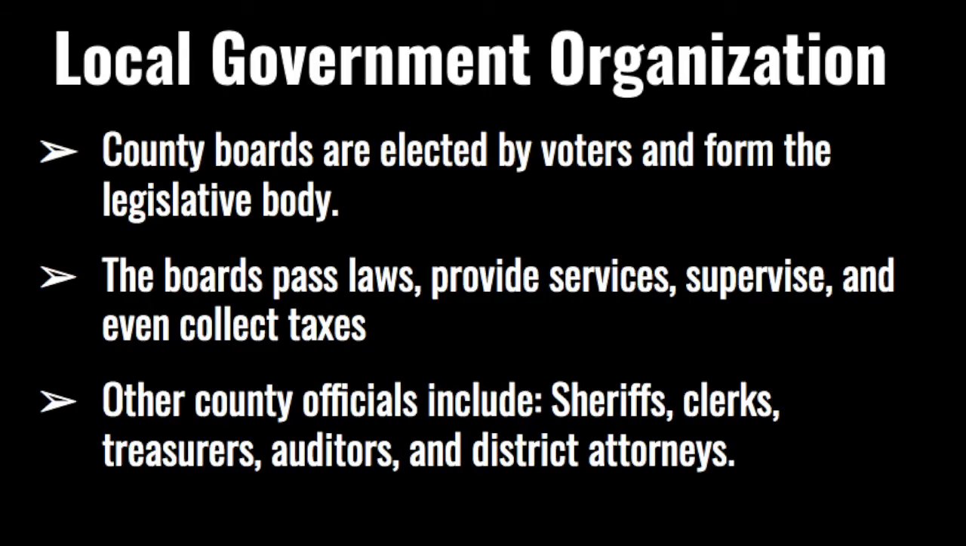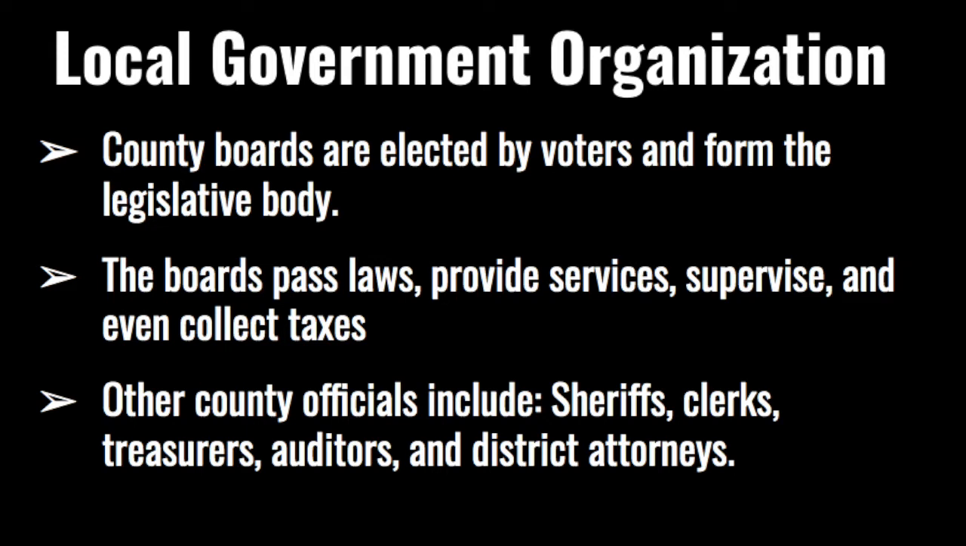Now let's look at how local governments are organized, or at least for counties. County boards, and these are the members that run the government, are elected by voters and form the legislative body, so they would be the ones making the laws. Sometimes the county board is known as the Board of Commissioners. That's what we would have in Northumberland County where we live. Sometimes they're called the county court, and sometimes they're just called the county supervisors. Again, they serve as a legislative body.